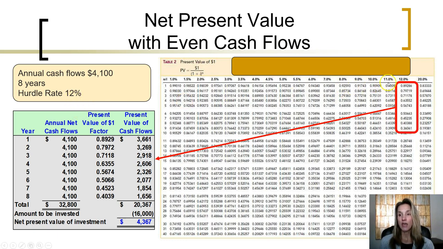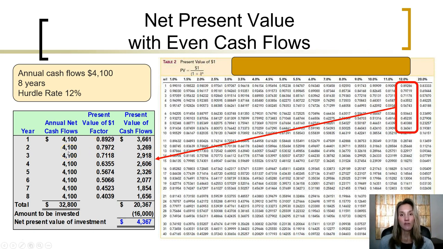So going to our table, we go to the 12% column to the period one row. We see the present value factor 0.89286. We are going to multiply the cash flow times that present value factor to calculate how much the $4,100 that will be received in year one is worth today.